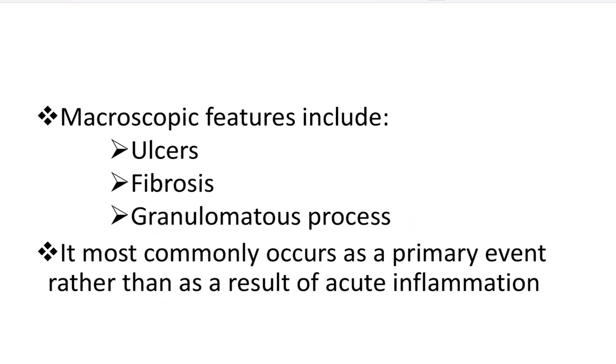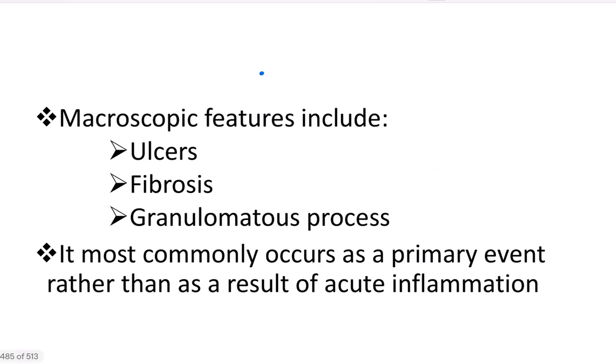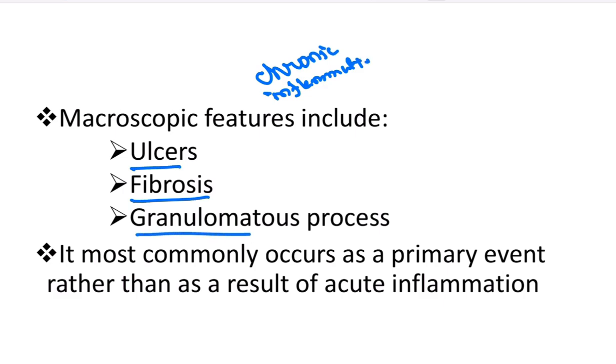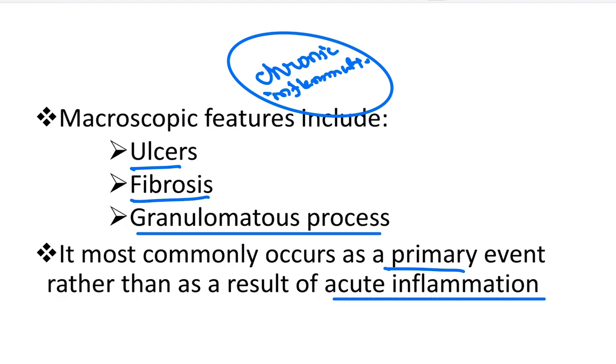And what are the macroscopic features of chronic inflammation? It includes ulcer, it includes fibrosis, and it also includes granulomatous process. So ulcer, fibrosis and granulomatous changes are the macroscopic features of chronic inflammation. And it most commonly occurs as a primary event rather than as a result of acute inflammation. That means repeated attacks may occur and finally develop chronic inflammation.